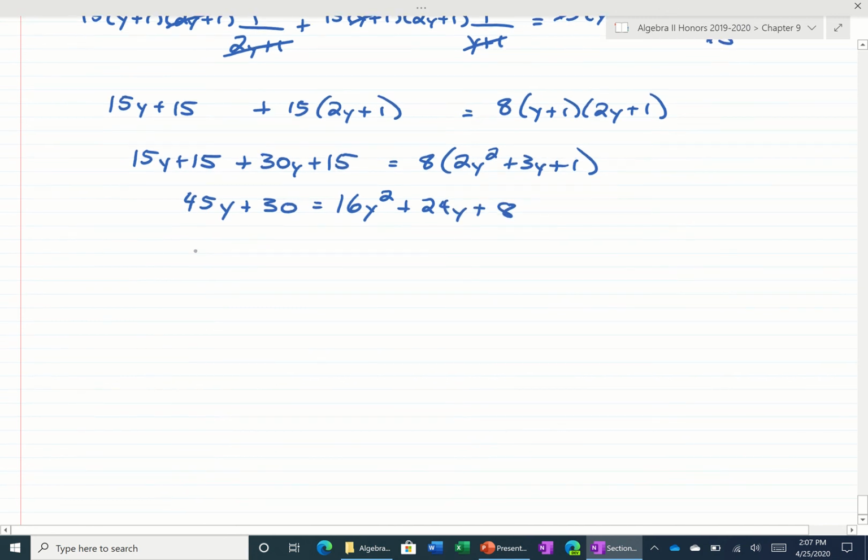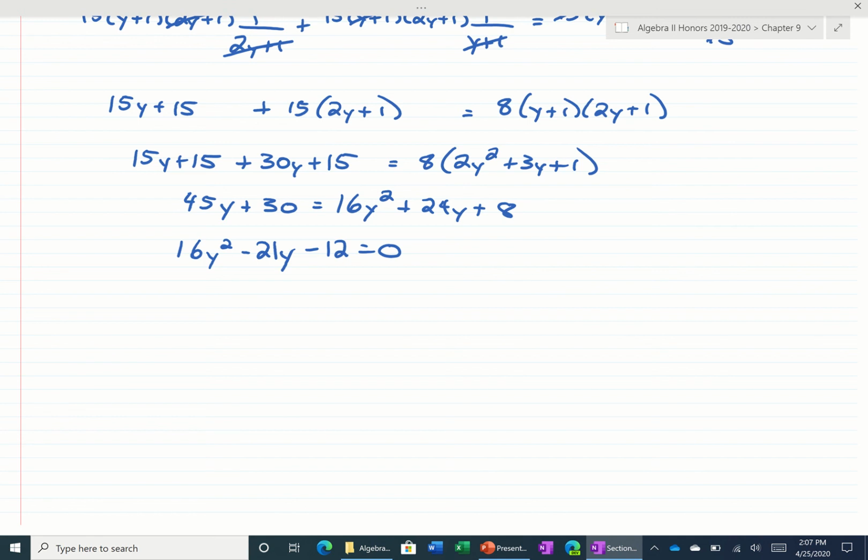And if we make it equal to 0, let's see here, 24 minus 45 is negative 21, and 8 minus 30 is negative 12. Alright, so at this point we could try to factor it. Might take a little while here.